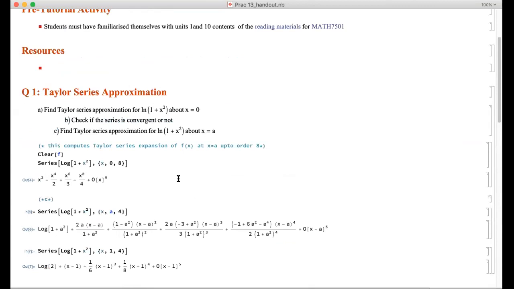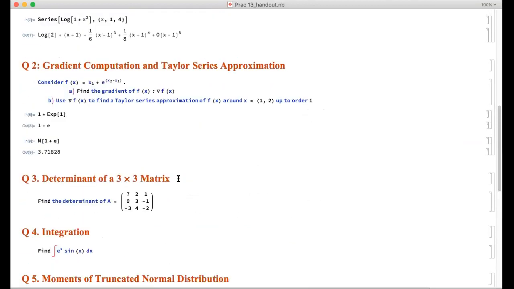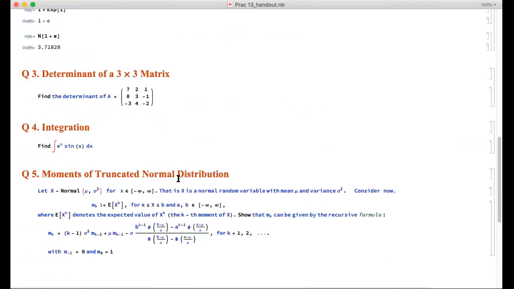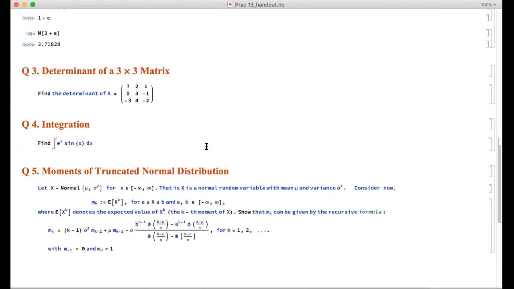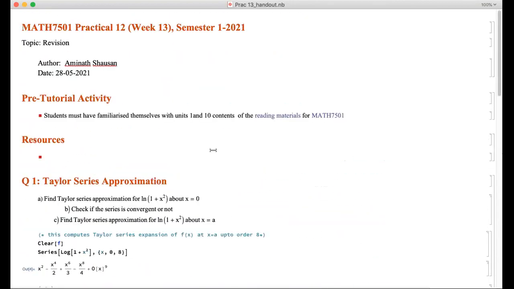All right. Question 1 is about Taylor series approximation. 2 is about computing gradient and Taylor series approximations. 3 is about 3 by 3 matrix determinant. 4 is about integration. 5 is about moments of truncated normal distribution.